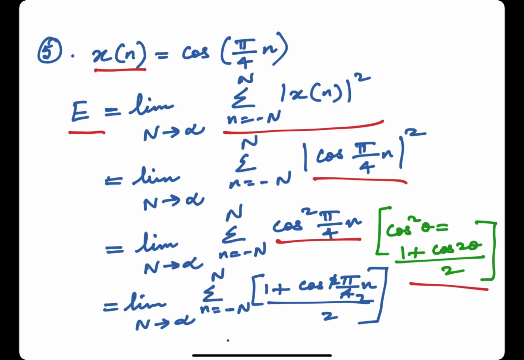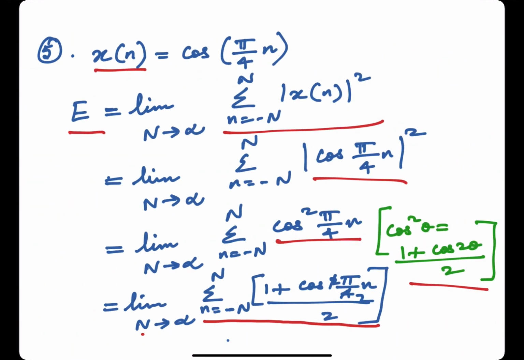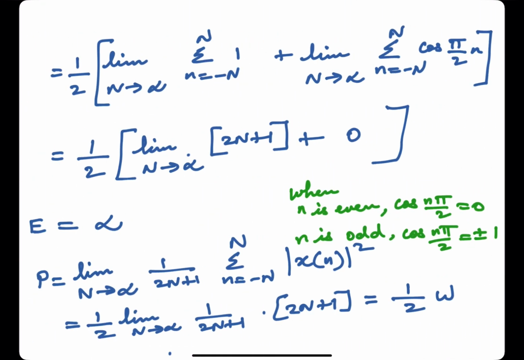Using this formula, that is cos square theta is equivalent to 1 plus cos 2 theta by 2, we substitute limit n tends to infinity, summation n equal to minus n to n, 1 plus cos 2 pi by 4n by 2. So it cancels and we get 1 plus cos pi by 2n. Then this 1 by 2 can be taken outside, that is a constant.